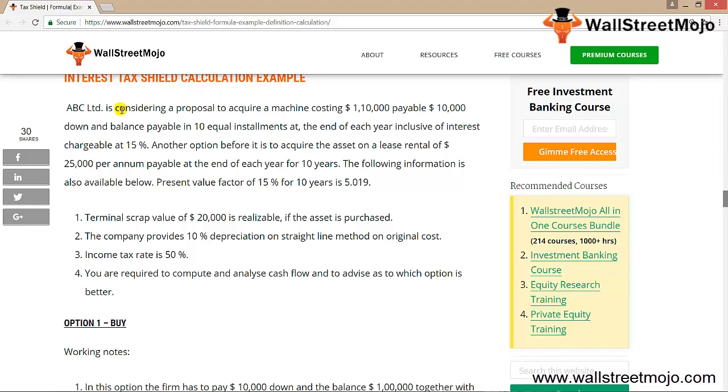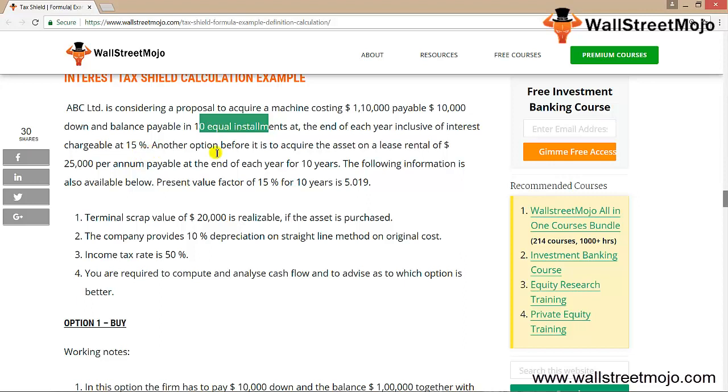In this example, if you see, ABC Limited is considering a proposal to acquire a machine costing 1,10,000, which is payable at 10,000 down payment and the balance in 10 equal monthly installments. So it is basically on lease, you can say finance lease at the end of each year, inclusive of interest chargeable at 15%.